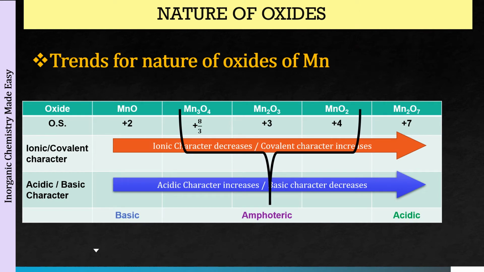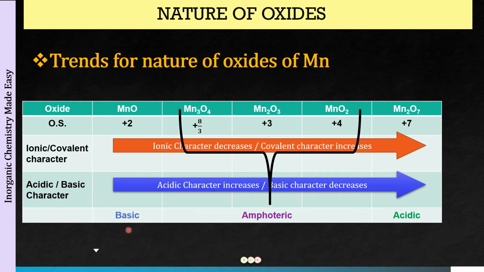Now another example which I would like to show you is the oxides of manganese. What we have learned is that as the oxidation state increases, the acidic character of the oxides increases, and the covalent character increases. Here you can see we have MnO in the +2 oxidation state, Mn3O4 in the +8/3 oxidation state, Mn2O3 in +3, MnO2 in +4, and Mn2O7 in +7. So the oxidation state is increasing, the ionic character is decreasing, the covalent character is increasing, the acidic character is increasing, and the basic character is decreasing.